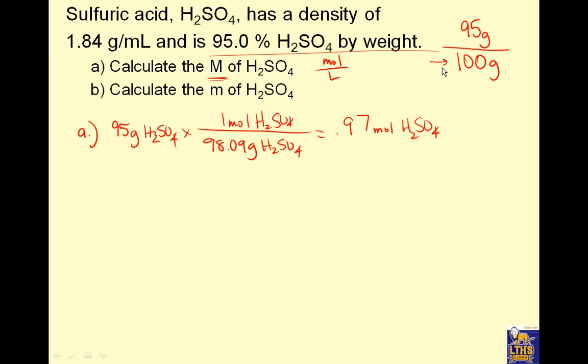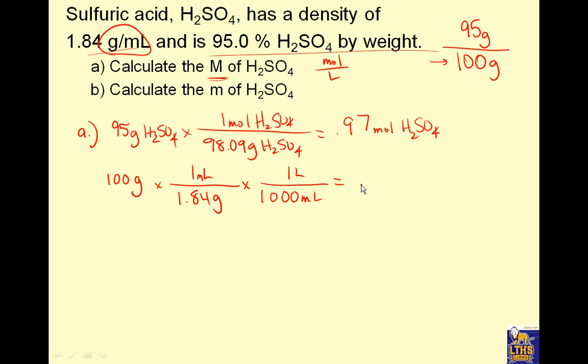Well, this is our mass of solution. The density of the solution is 1.84 grams. We can say, I have 100 grams of solution times there's 1.84 grams of solution for every 1 milliliter, because that's the density, grams per milliliter, but I just flipped it to cancel out. And then there's 1,000 milliliters for every liter. So this is going to be how many liters I have, and that's 0.054 liters.